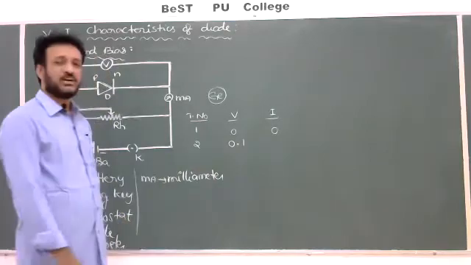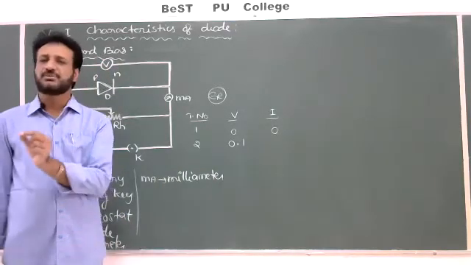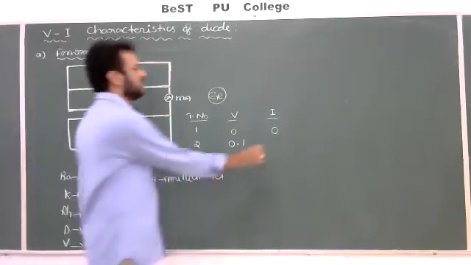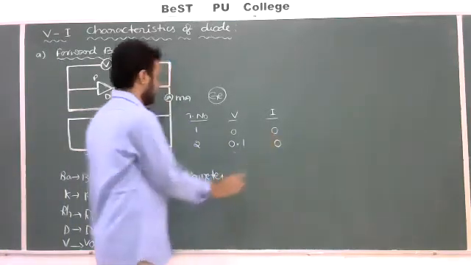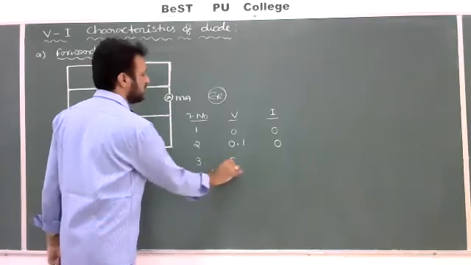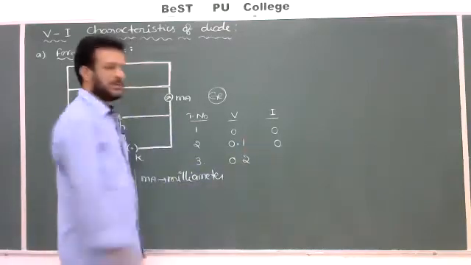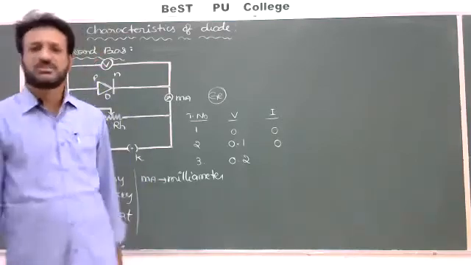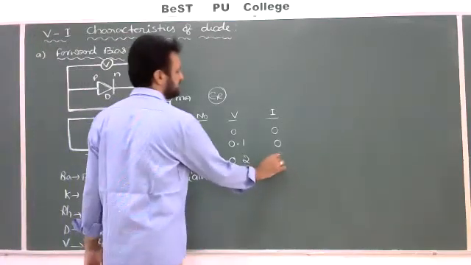Also, the required value, how much? Approximately 0.2 to 0.25. But we applied only 0.1. Also, no current flows in the circuit. Third trial, I am applying 0.2. 0.2 means it almost reaches the barrier, but also there is no flow of current.